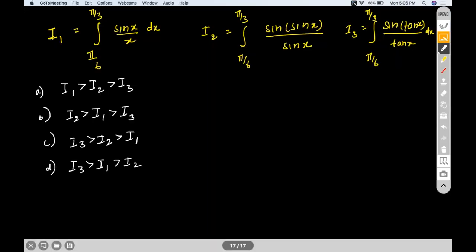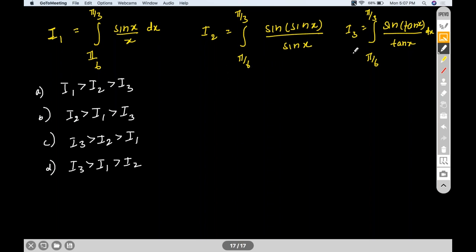So Shreya says option A, okay. So is it option B? Aditya says B, okay. What about others? Okay, let's discuss this, guys.